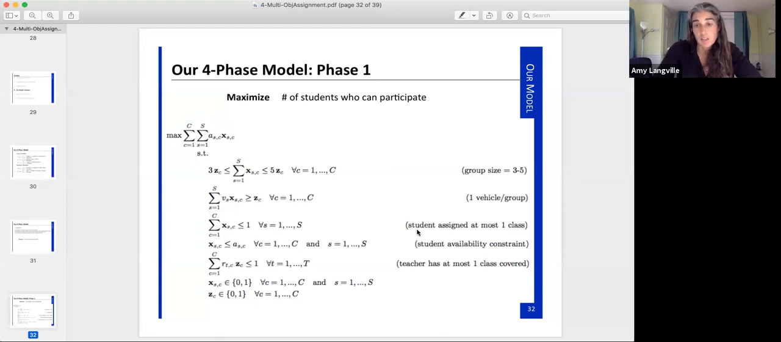Each student had to be assigned at most 1 class. So a student could be unassigned or assigned to 1 class. They couldn't be going to 2 or 3 volunteer opportunities. They had to meet their availability. If the teacher asked for multiple middle school classes to be covered, they said, well, maybe we can't cover all of them, but we'll at least meet one of them. And then the decision variables were all binary.